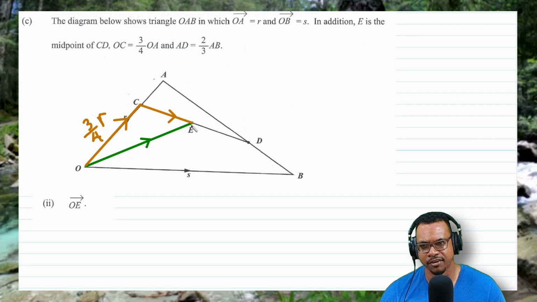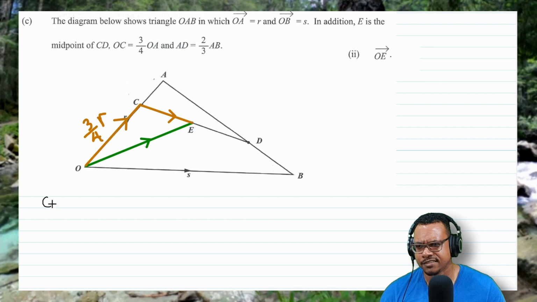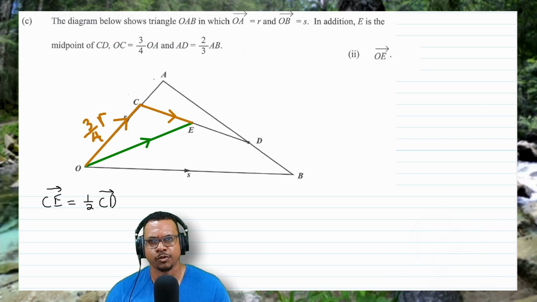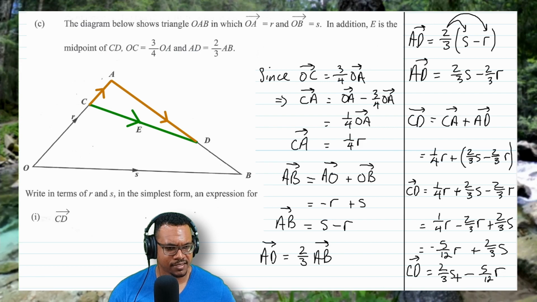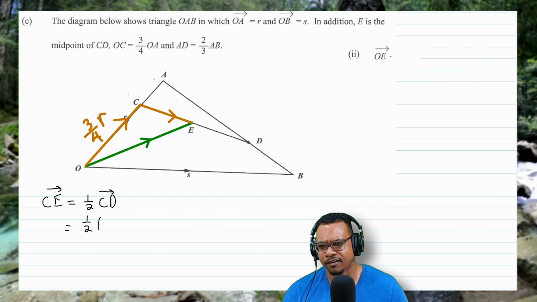See, both point in the same direction, head connected to head. Now, E, as they tell us here, is the midpoint of CD, and we just found CD. So CE is a half of CD. Let's put this across here, and I'll write C to E is equal to a half of C to D. And we go back here where we found C to D as 2/3 S take away 5/12 R. So that's a half of 2/3 S take away 5/12 R.